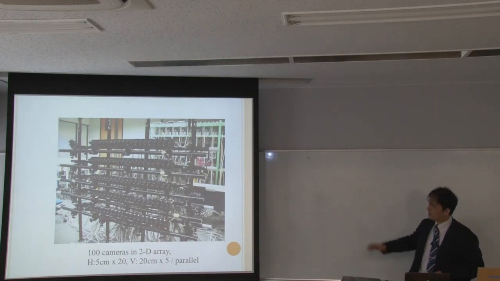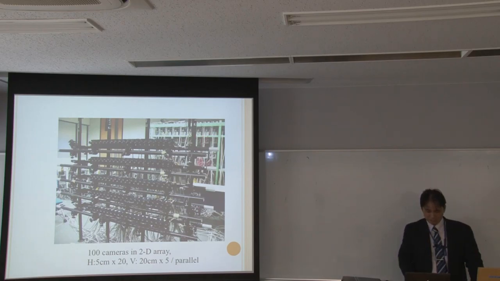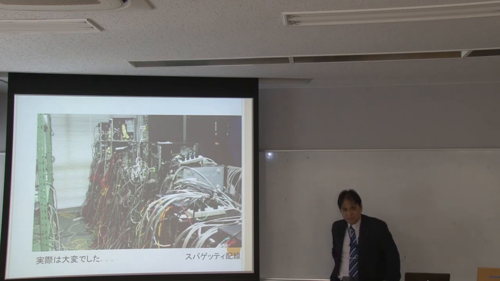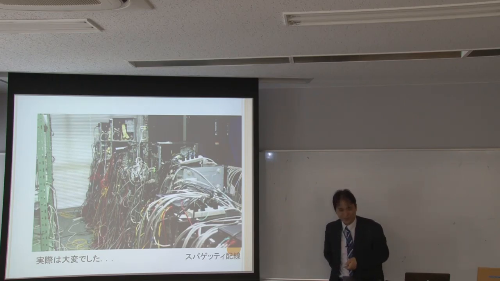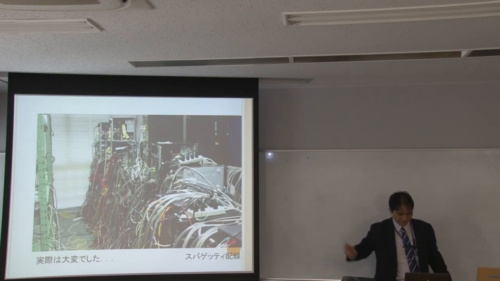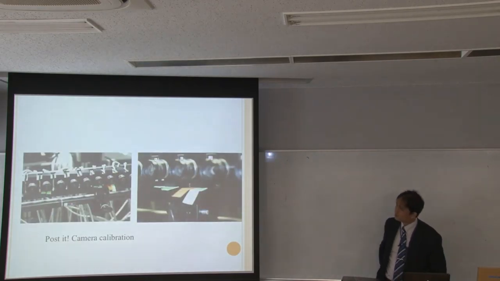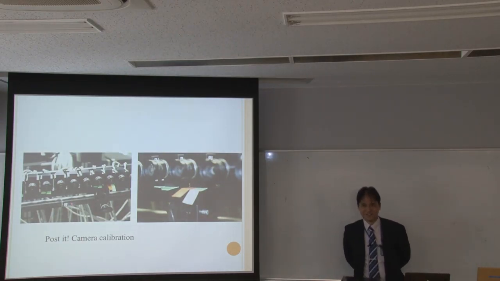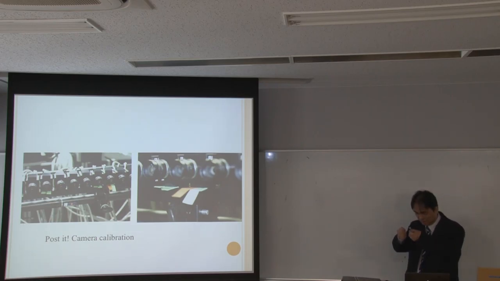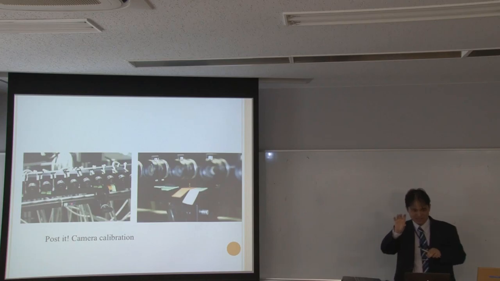So it was a very smart 100-camera system, but in the back it was a mess. If one cable is dropped, oh, what happened? Which is the appropriate connector? We got lost. In Japanese we call it spaghetti. It was a real mess. Another is camera calibration with post-it notes. This is a very important calibration. We insert paper in between and then adjust the camera position.